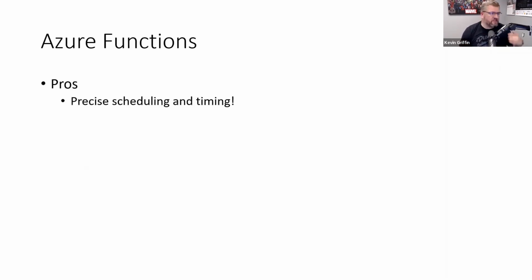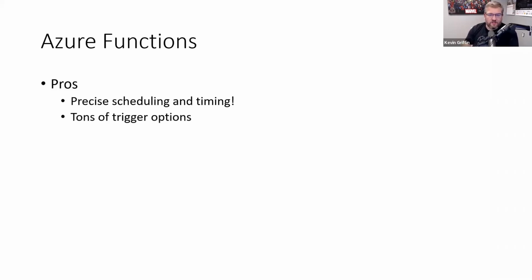All right, so a big pro of Azure Functions, just kind of wrapping this up: precise scheduling and timing. If I set up a timer trigger, it is going to execute within a second or two of exactly when I need it to. I mentioned a report we run every Thursday. That's a timer trigger that executes every Thursday at 3 p.m. Eastern time.